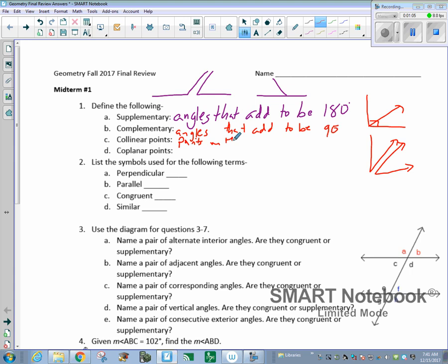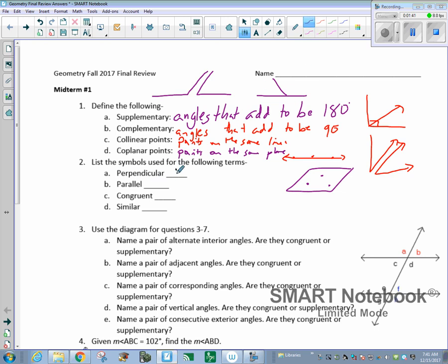Points on the same line. All right. And so basically, if I had 3 points that make a line, and I can draw a straight line through them, that makes them collinear points. Coplanar points are points that are on the same plane. And so if I had a plane drawn, they do not want to be collinear, so those 3 points would be coplanar. All right, now we're going to talk about some symbols here.